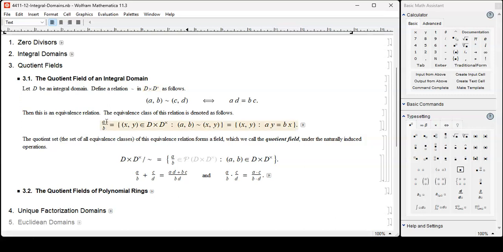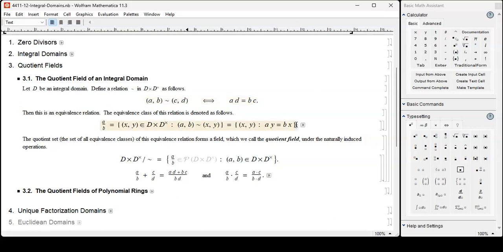Basically, we're going to set up a over b, so the denominator is non-zero. That's what we want. But we do not have division yet, so we define an equivalence relation using multiplication like this: AD is equal to BC. And you can prove that this is an equivalence relation. You can prove the reflexivity, symmetry, and transitivity. Therefore, we can have the equivalence classes, and then we can consider the set of all equivalence classes, which we call the quotient set.